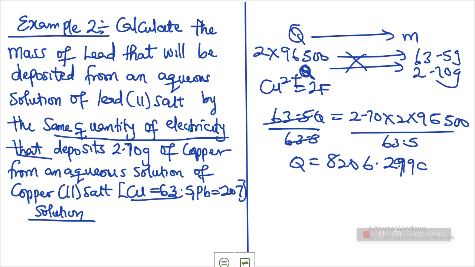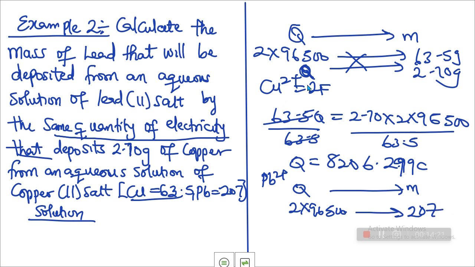Now they say the same electricity passed through that of lead, and lead is also 2. So the quantity of electricity Q is equal to M. So for lead 2, 2 farad, which is 2 times 96,500, equals the mass. They're asking us to find the mass of lead. It will be the molar mass of lead. You should note that any place you have 2 farad, it will be equating to the molar mass, while the other mass, which is not the molar mass, will be below.